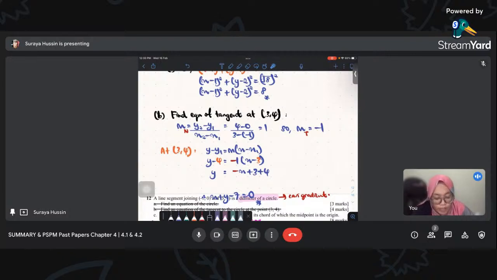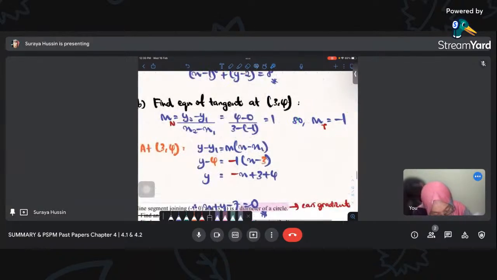Tapi kita bukannya nak normal punya line, betul tak? Kita bukan nak cari equation of normal. Kita nak cari equation of tangent. Jadi equation of tangent perlulah pakai gradient tangent. So gradient tangent, dekat sini perbetulkan kamu punya equation.